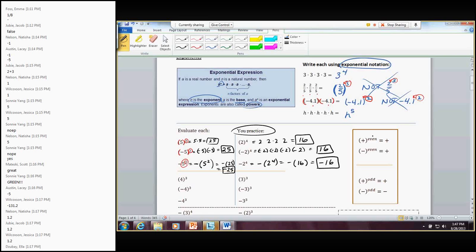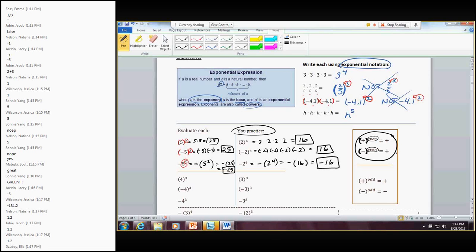So over here, I have these little rules. If you have a positive in parentheses to an even exponent, you're always going to get a positive answer. If you have a negative in parentheses to an even exponent, negative to an even, you're also going to get a positive. But if it's not in parentheses.